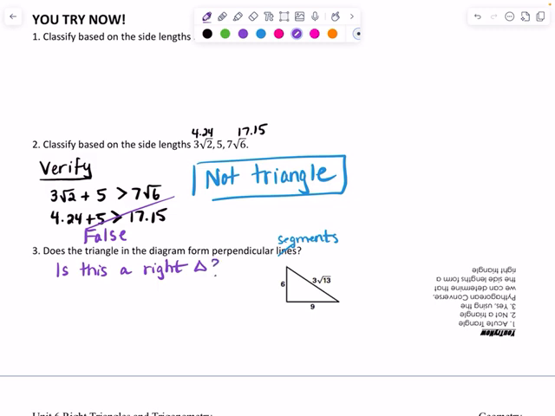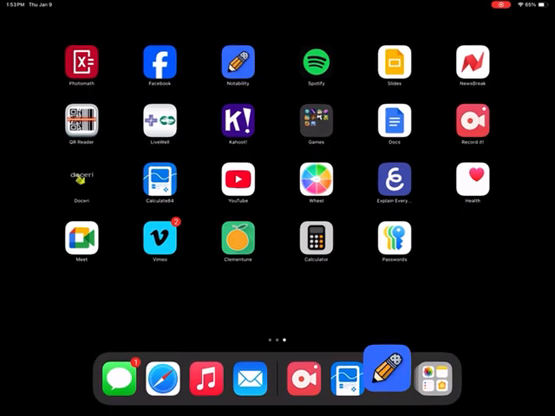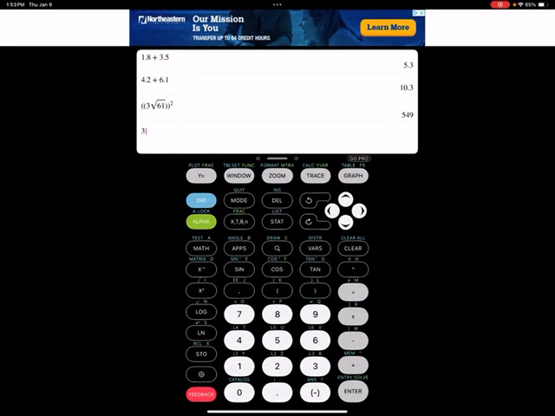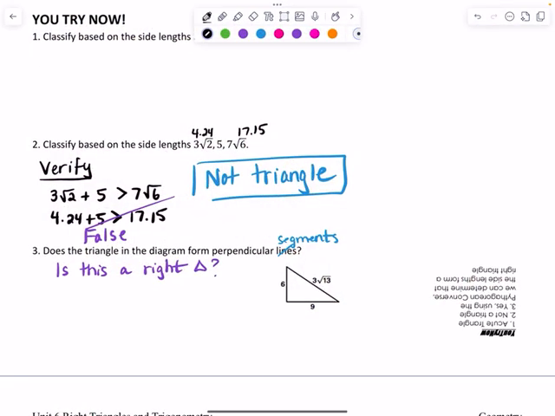So we're going to take our 6 and our 9. Although 3 square root of 13, let's figure out what that decimal equivalent is. 3 square root of 13. I just want to make sure it's bigger. 10.816. Okay, we're good. So this is definitely the longest side, which is the hypotenuse. So if I do 6 squared plus 9 squared, and then I'm going to do a box, and then I'm going to put in parentheses 3 square root of 13 squared.